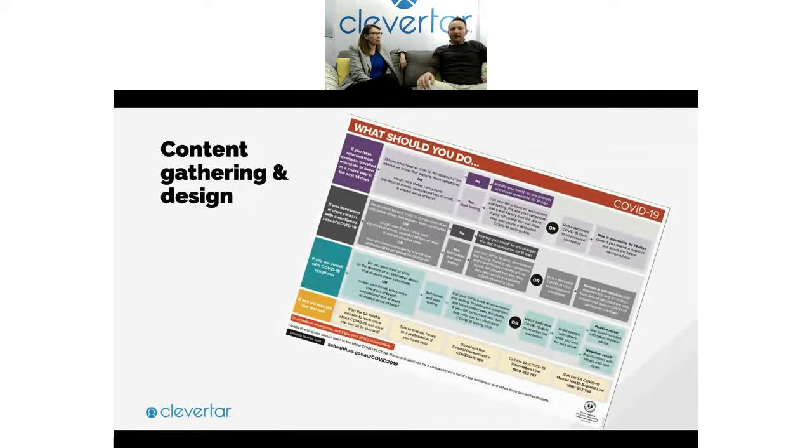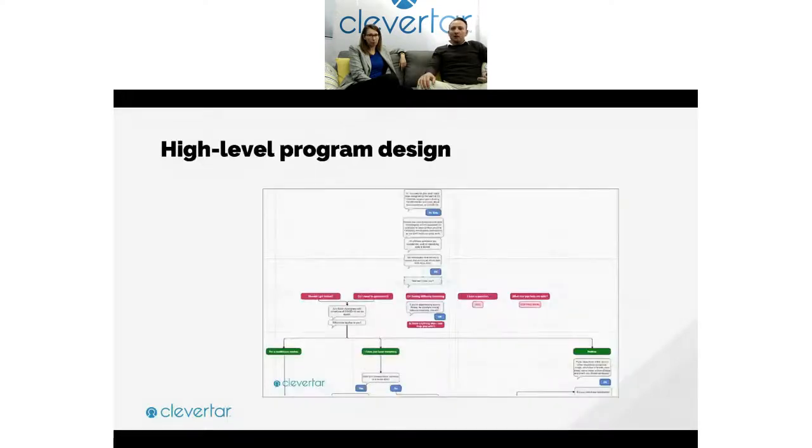So initially we gathered this content, and then we started to map it into a high-level program design. So we take what our customer's content is and start to put it into a format that can be used in a decision tree by a virtual agent. As with all our projects, our customers are absolute experts in knowing the information that their user group needs to receive and the types of information that they come to them looking for. So our customers always are the experts in their domain. Where Clevertar's expertise lies is in taking that information and delivering it via a virtual agent.